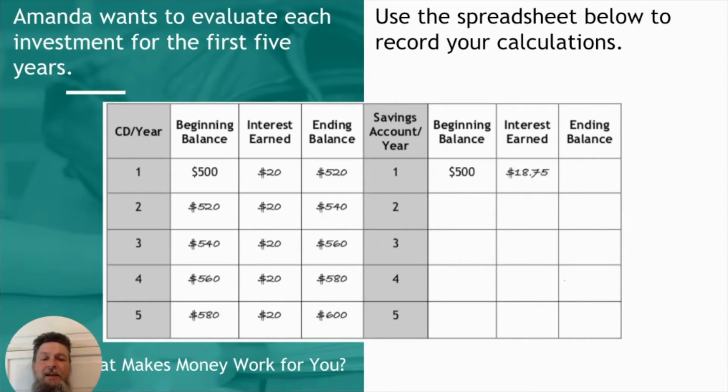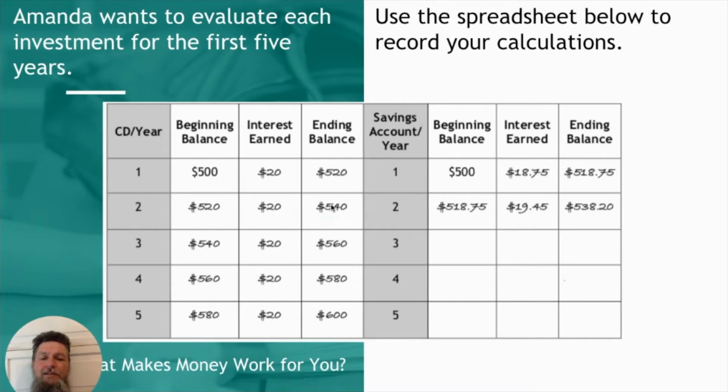On the savings account, it's 3.75% interest. She gets $18.75. Ending balance, $518.75. And the beginning balance of year 2 is $518.75. But now we calculate the interest on that amount, that beginning balance. So the interest earned is more. It's not just the same. It's $19.45. Ending balance is $538.20.